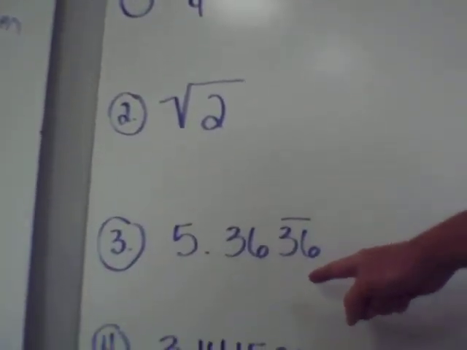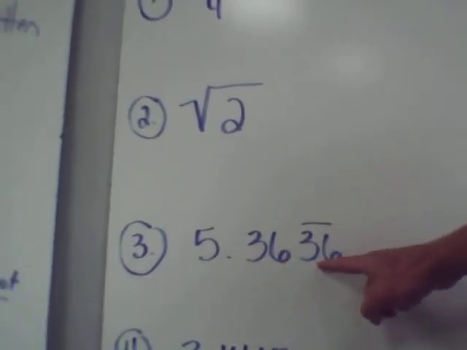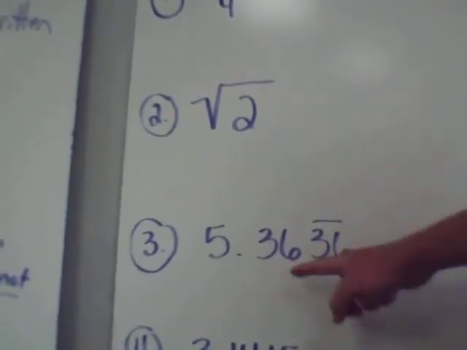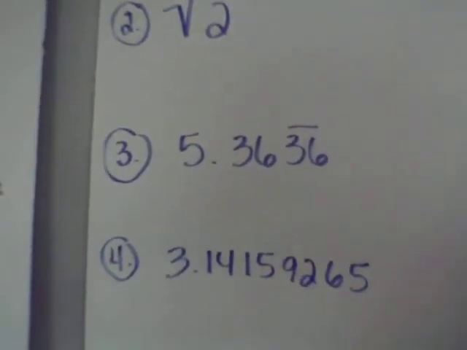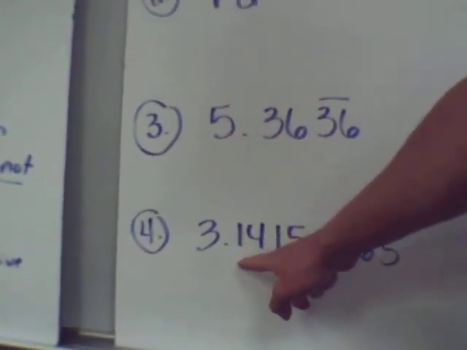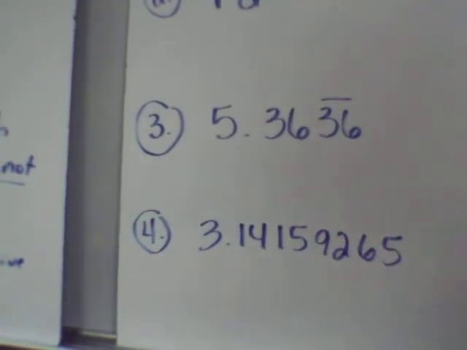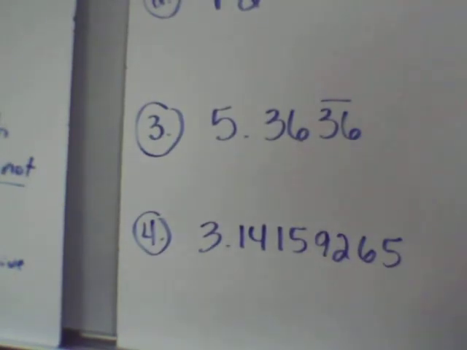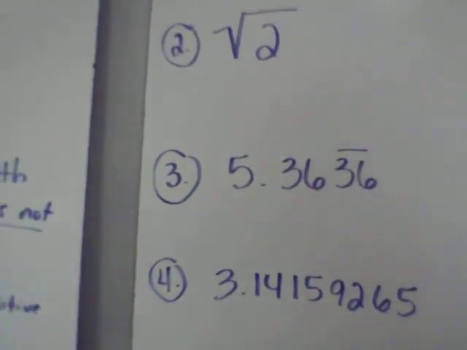The next one is 3.5 and 3.636 and so on, and notice the line here. And then the last one, I'm not even going to say the decimal. You can see that it is 3.14159265. So try these out, see how you do. Good luck, and we'll go over this tomorrow, which will be Friday, August the 10th.